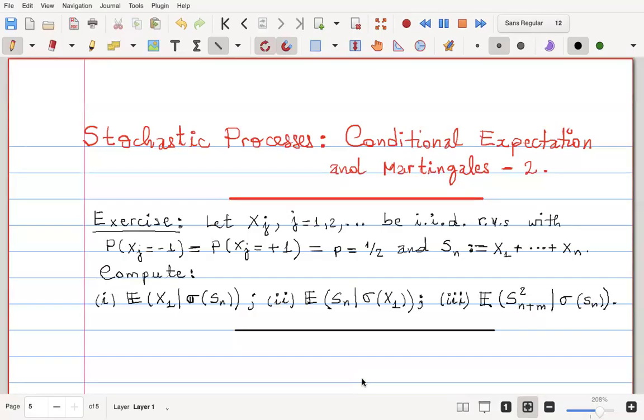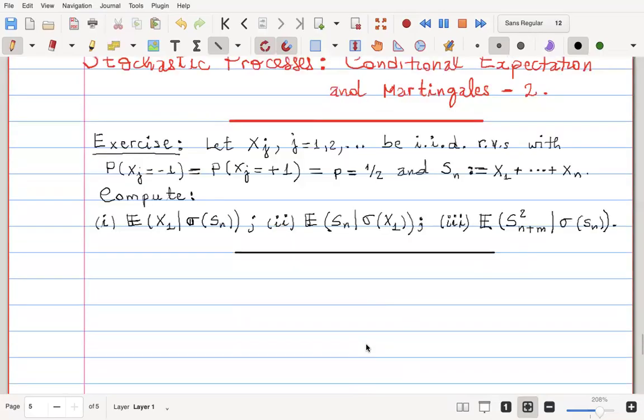So we are asked to compute the conditional expectation of X1 given the sigma-algebra generated by Sn. And similarly, in the second question of the exercise, we are asked to compute the conditional expectation of Sn given the sigma-algebra generated by X1. And finally, in the third question, we are asked to compute the conditional expectation of (Sn plus m) squared given the sigma-algebra generated by Sn.